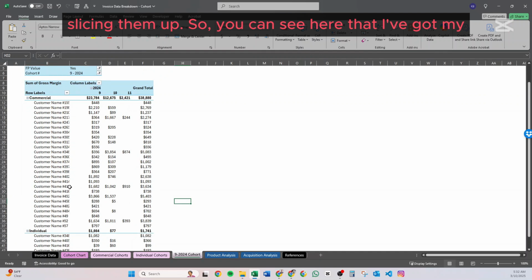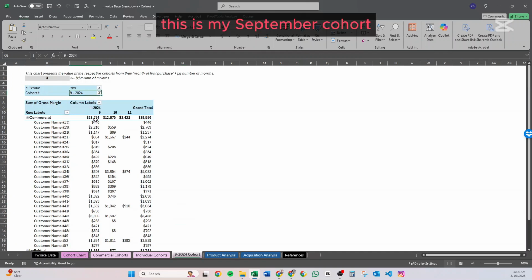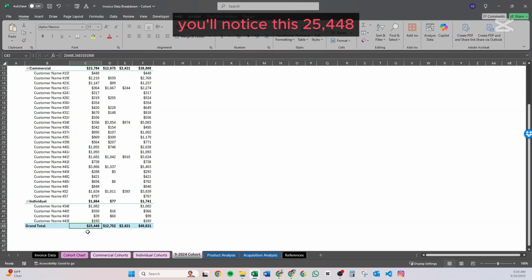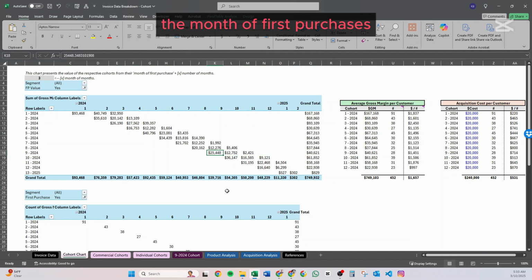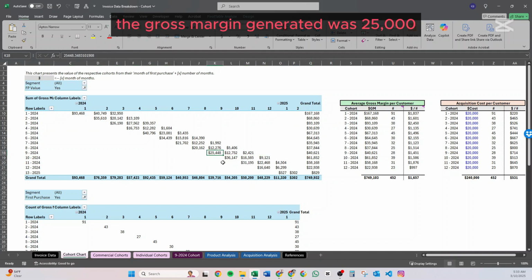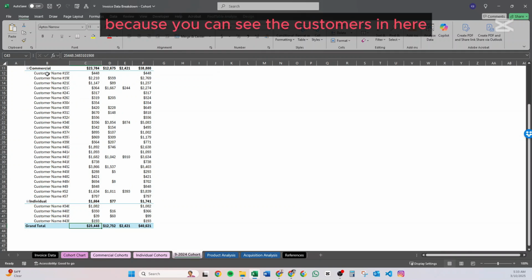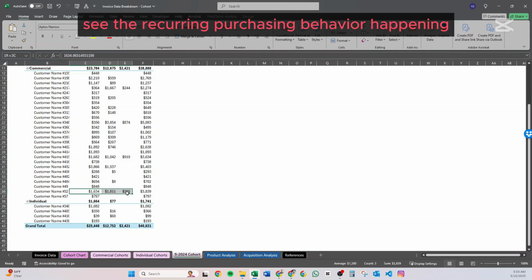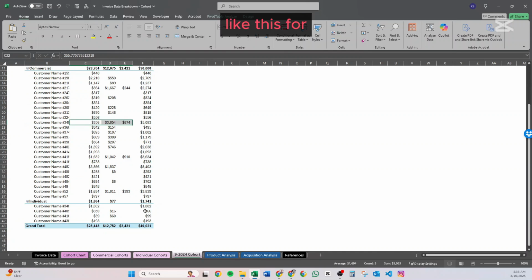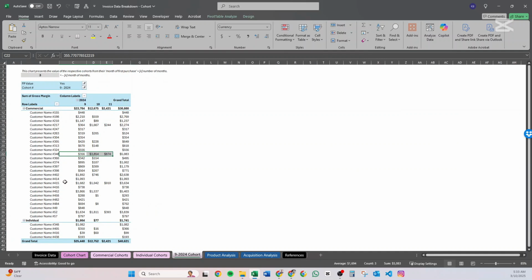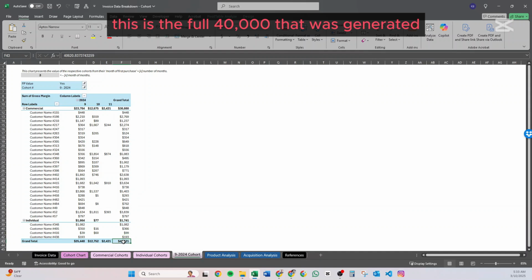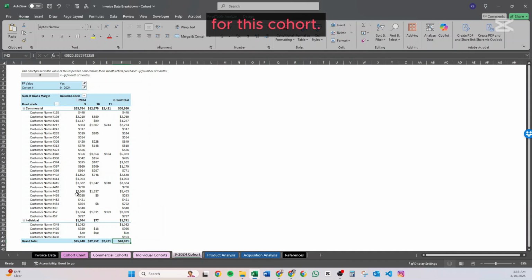So you can see here this is my September cohort. You'll notice this 25,448. That's this number right here. So again, the way you would read this is September's cohort, the month of first purchases, the gross margin generated was 25,000. And this is kind of nice because you can see the customers in here. You can see the recurring purchasing behavior happening like this, and I've got this bifurcated by commercial and individual, obviously. And you'll notice that this is the full 40,000 that was generated for this cohort.